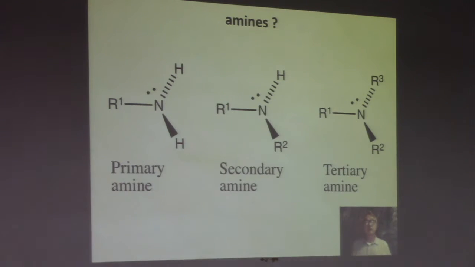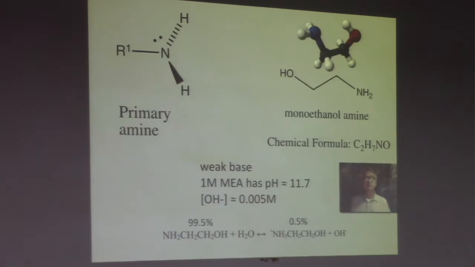What kind of chemistries are afforded when we include amines with water in order to capture CO2? One of the most common and popularly used primary amines is monoethanolamine. The structure is shown here. This material was known in the time of Bottoms as a way to improve the absorption of CO2 in water. It is a weak base, and 1 molar monoethanolamine has a pH of about 11.7, which means that only 0.5% of the monoethanolamine is ionized, as shown on the bottom slide here.